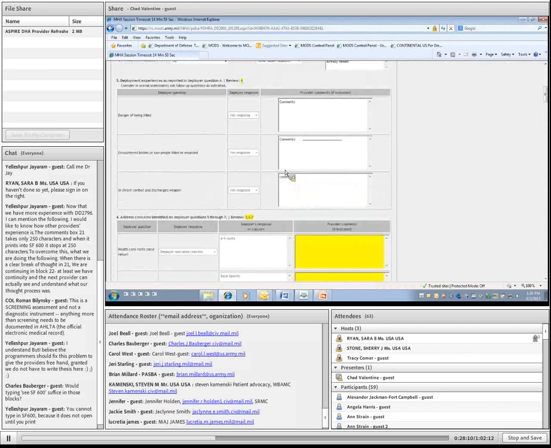And you'll see on the deployer's response here, each one of those drop downs is letting you know, indicating that you did have a yes response, in addition to those provider comments boxes being highlighted in yellow.